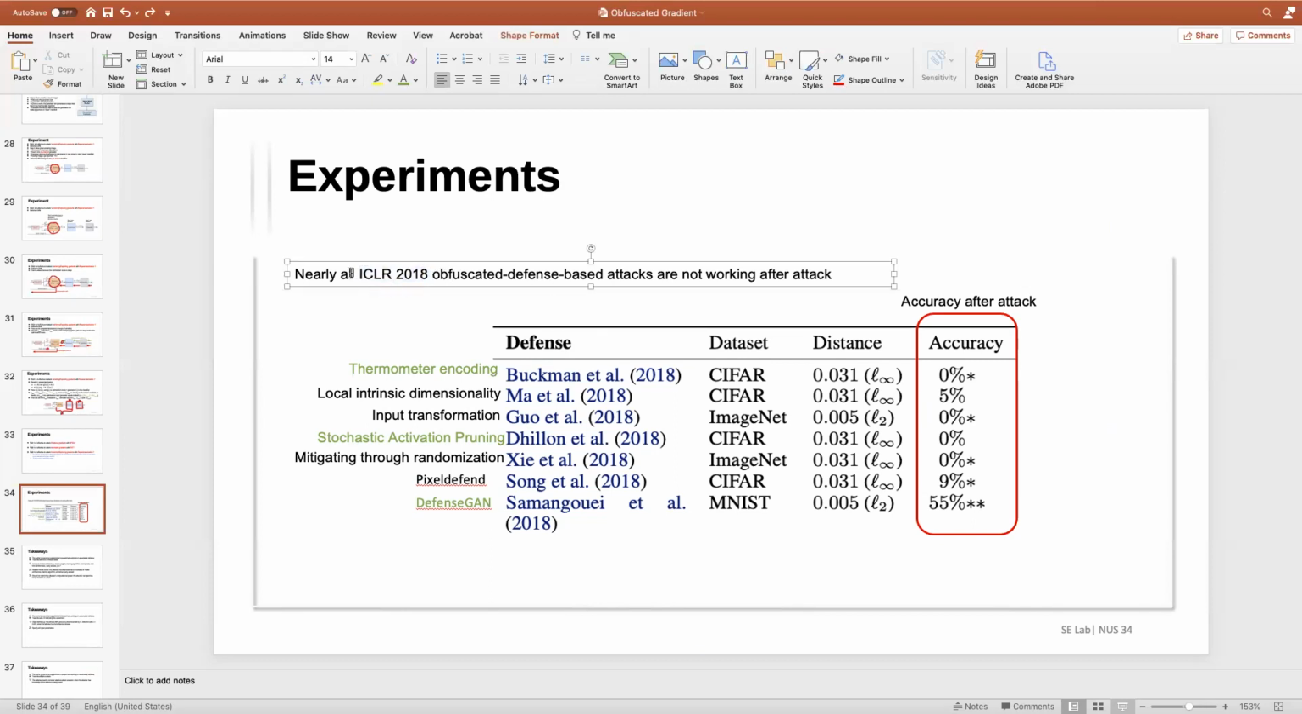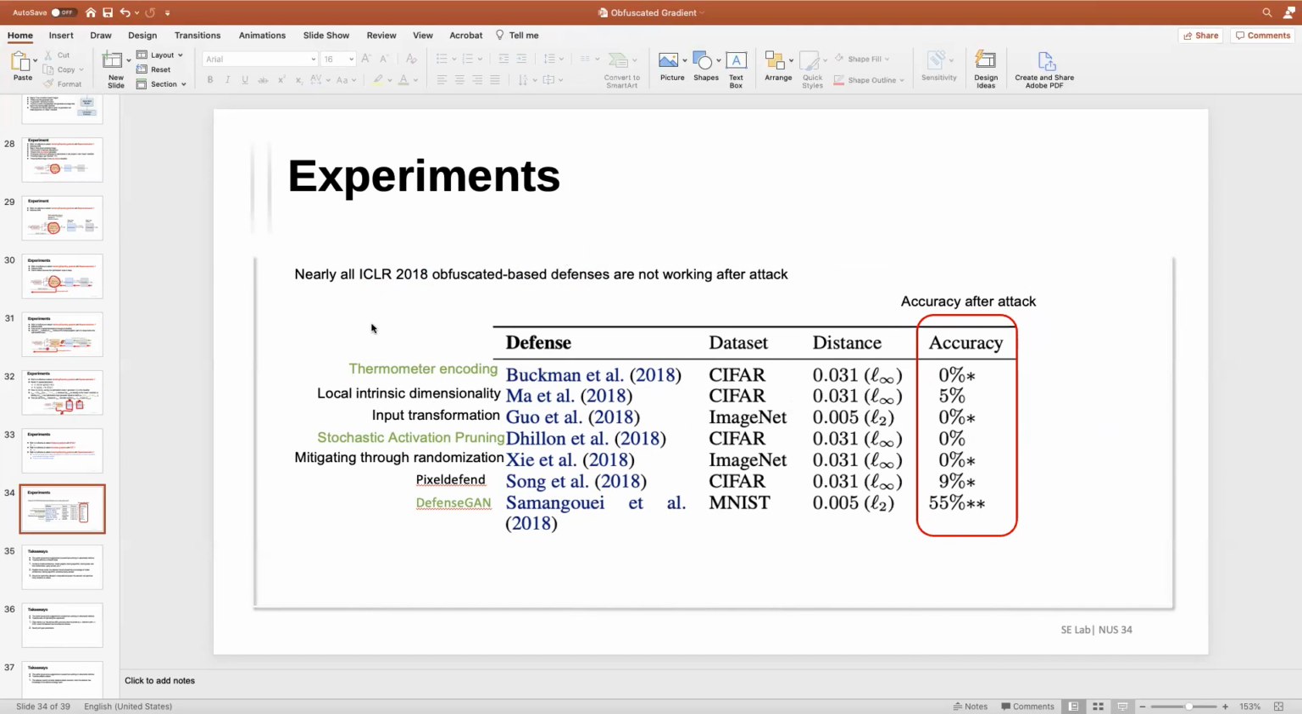Okay, they find that nearly all of the defenses are not working after attack. All the attacks, all the defenses. Yeah, these are all the defenses, and this is the accuracy after attack. So the defense is not working anymore, right? They are trying to attack these defense methods. They tried all of them.